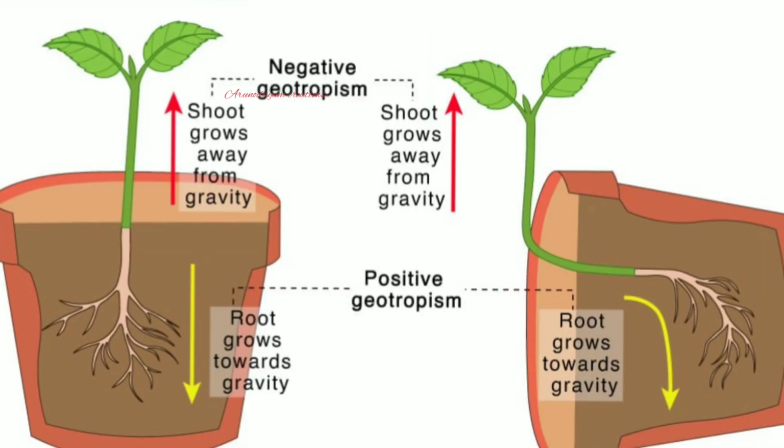Next one is geotropism. Geo means gravitational force, tropism means movement. So movement of plant towards gravitational force is called geotropism. So we can see that the roots of plants always grow towards gravitational force. They will always grow towards earth's gravitational force. So that movement of plant part, that is root, towards gravitational force is called geotropism.